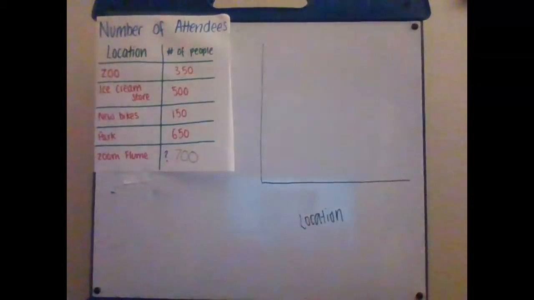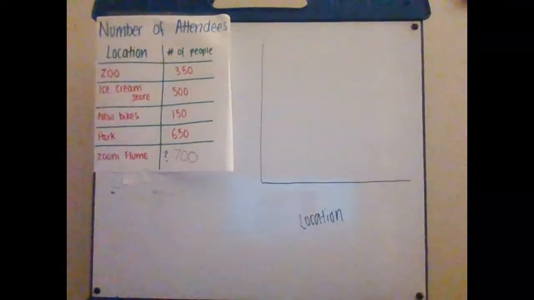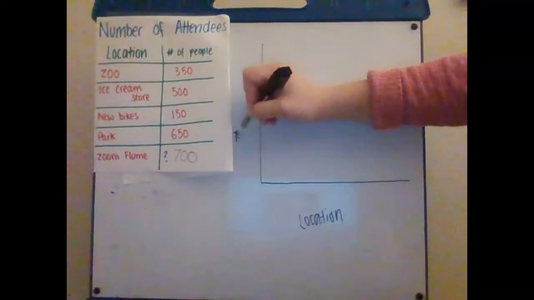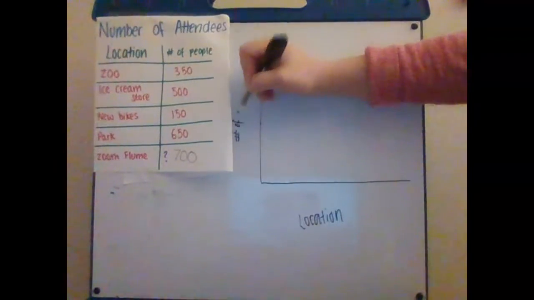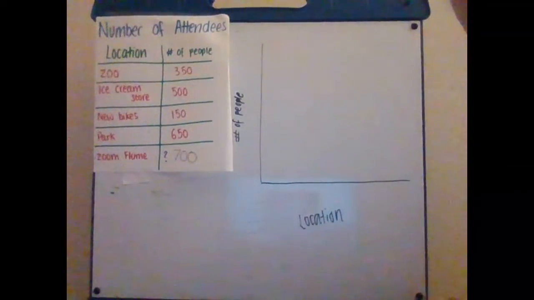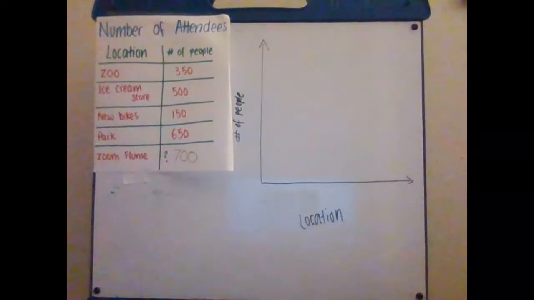Now, I forgot to point out, this little symbol, it looks like a hashtag. It's the symbol for number. You can use that symbol in math. So you can just do number of people. All right, so number of people up there, location along the bottom. And our lines or points are continuous. Okay, so along the bottom line, I need to put our locations.